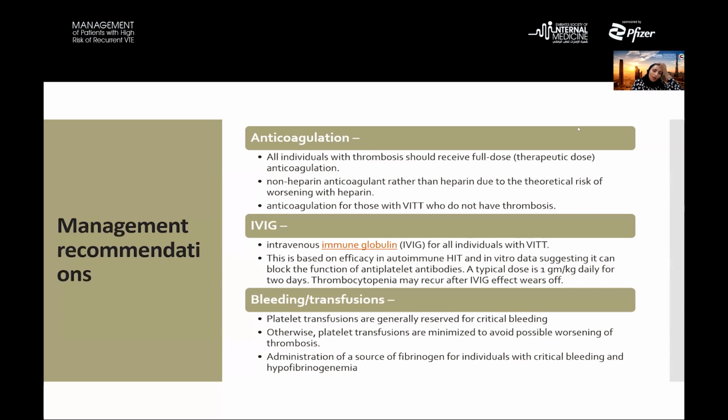The second treatment is giving IVIG at a dose of 1 gram per kg daily for 2 days. This suggests that it can prevent the complication and block the function of the antiplatelet antibodies. But patients can develop thrombocytopenia after giving them IVIG, and try to avoid transfusions as much as possible. Don't transfuse platelets as this might worsen the condition. And if the patient is critically bleeding, give the patient fibrinogen-rich factors, or if the patient has low fibrinogen, support them with cryoprecipitate.